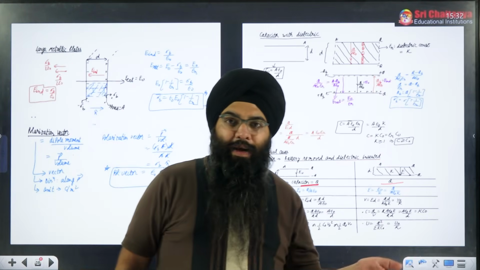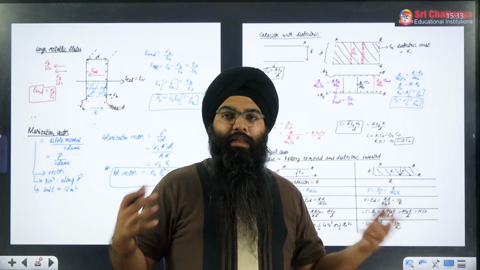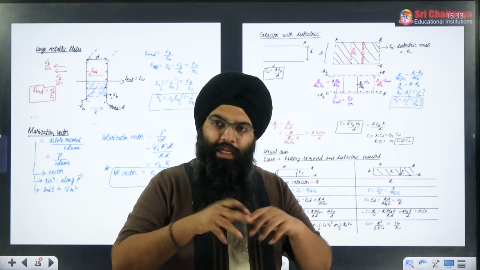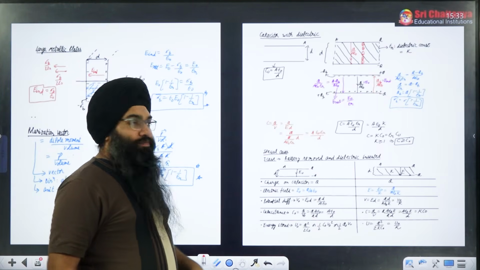You have removed the battery now. If you have removed the battery, what will happen? After removing the battery, the charge will remain the same, because there is no path for the charge to move. What can you tell about the electric field?